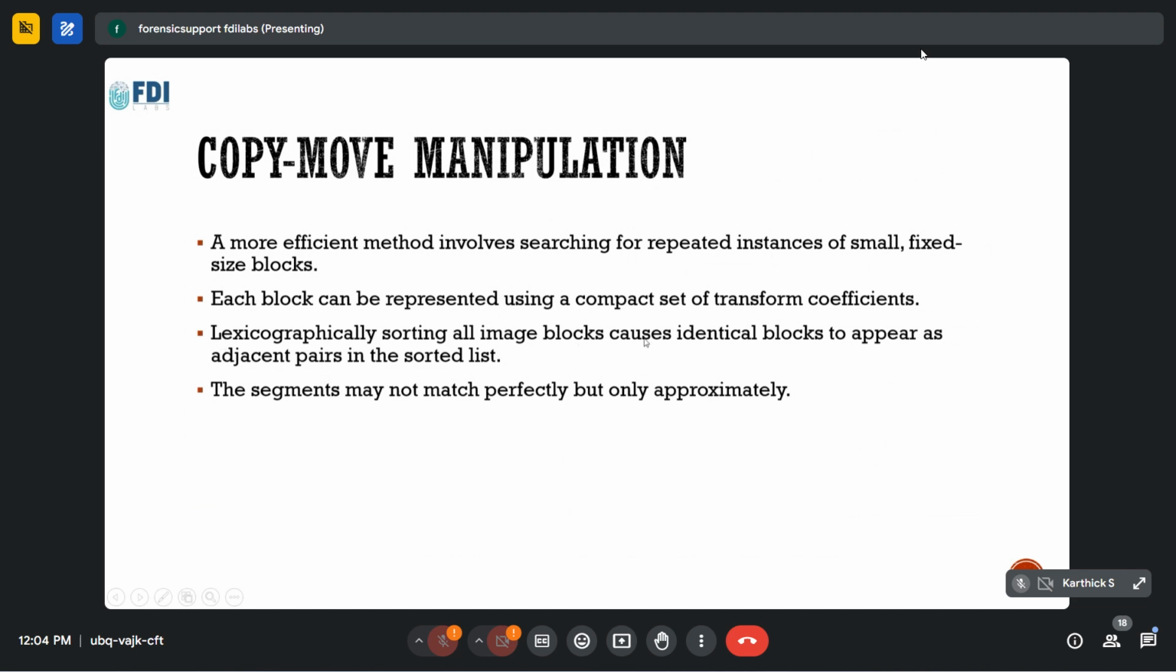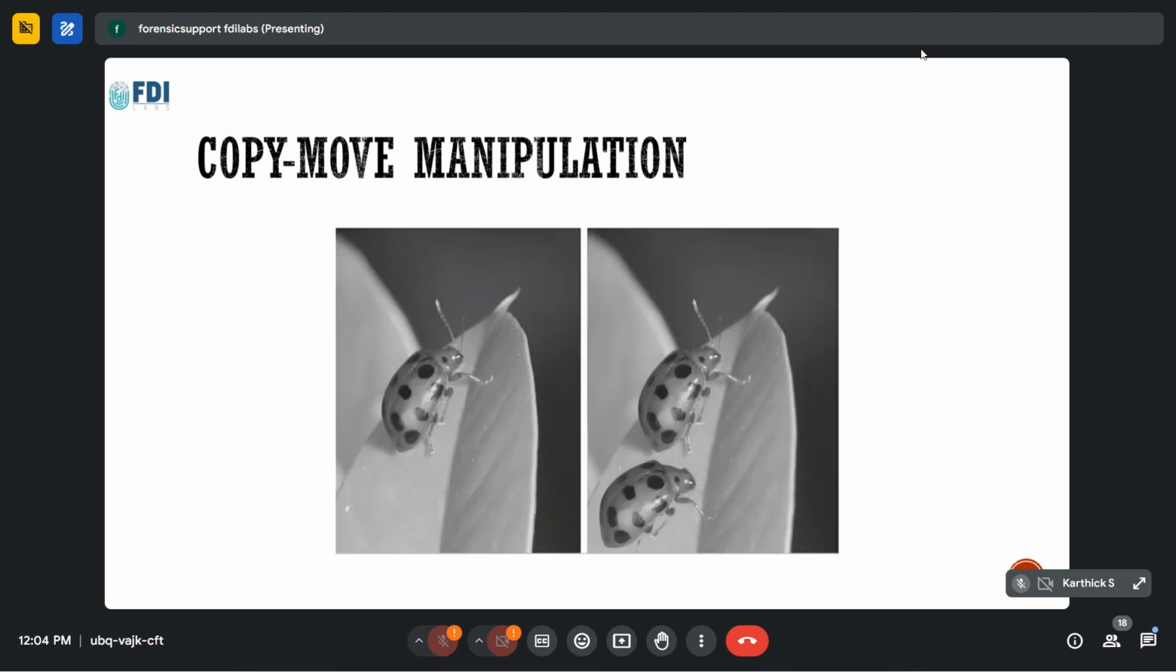You can see, read the third point here. Lexicographically sorting all image blocks causes identical blocks to appear as adjacent pairs in the sorted list. The segments may not match perfectly, but only approximately. So, here is a small example of how copy-move manipulation takes place. In the sorted list, the matched blocks will definitely be placed in adjacent positions.